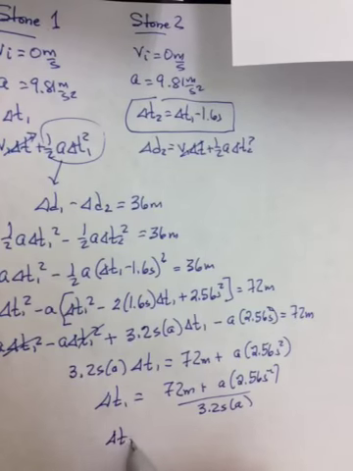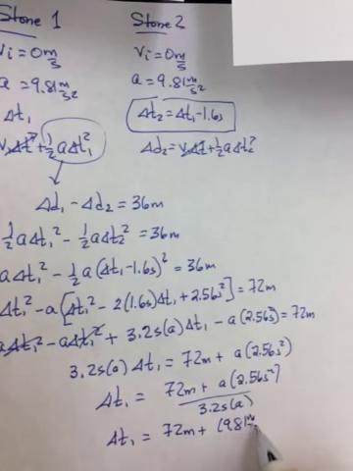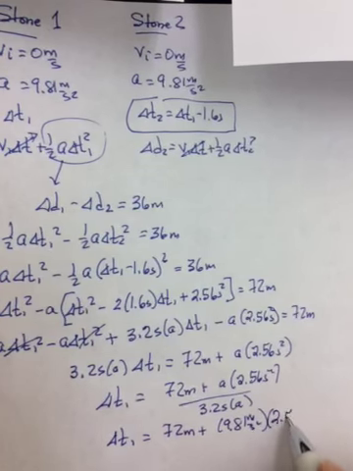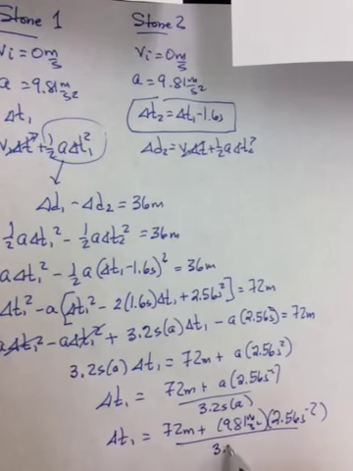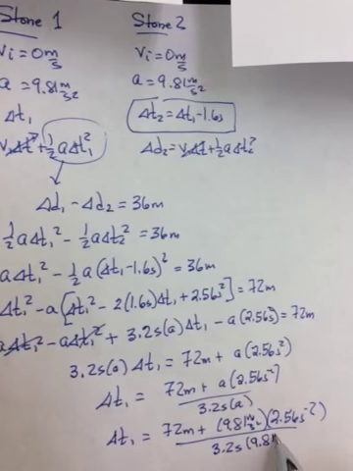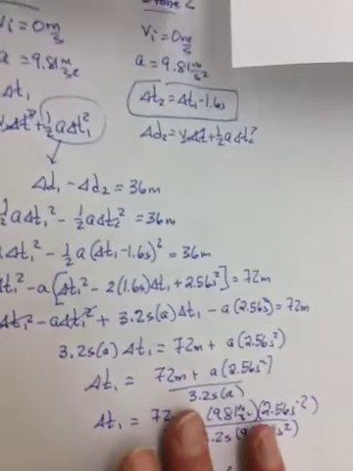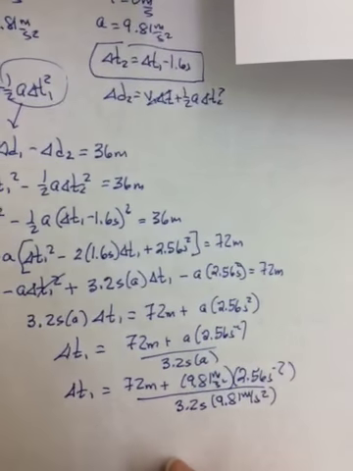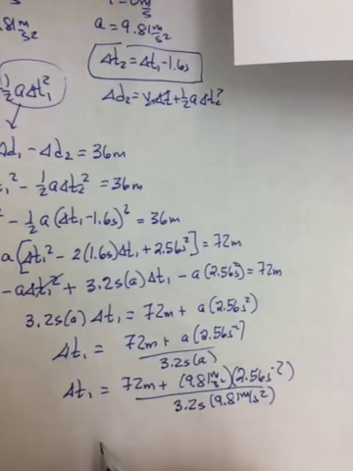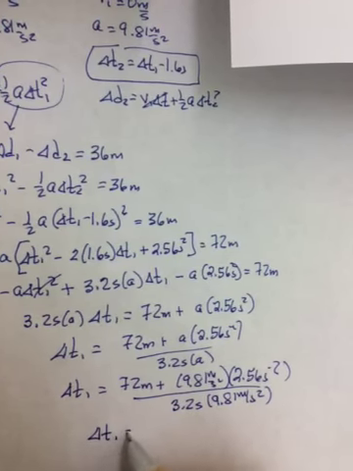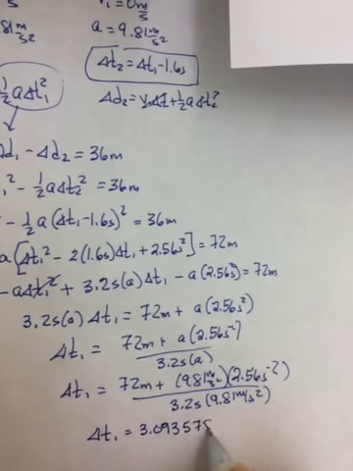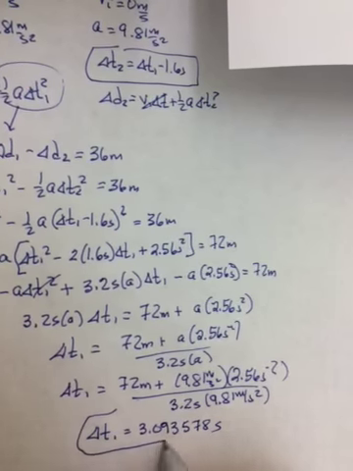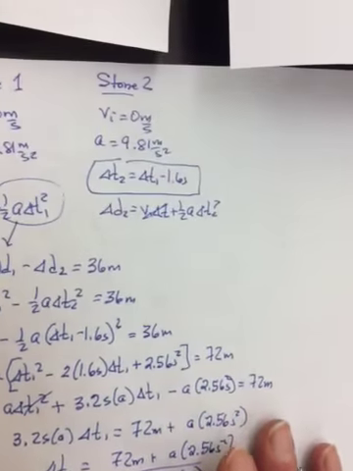Fill in your numbers. A is just 9.81 meters per second squared, of course. On the bottom, 3.2 seconds times 9.81 meters per second squared. When you do this, you'll end up with meters on the top and meters per second on the bottom, which will then give you seconds, and you get 3.093578 seconds. Okay, that's the time for the first one.